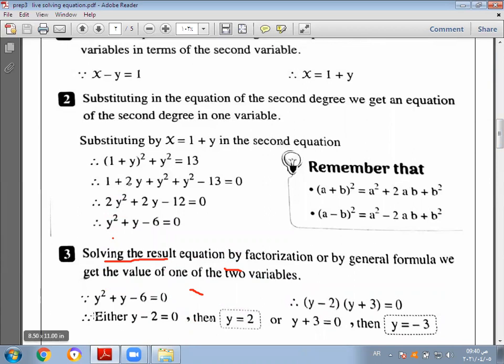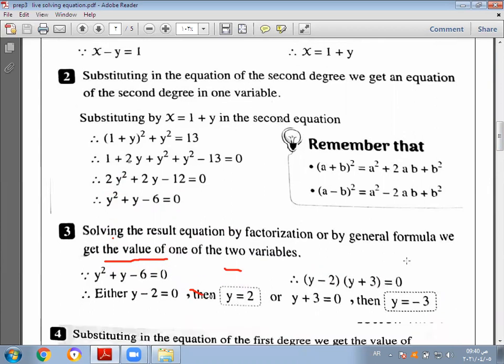We solve this equation y power 2 plus y minus 6 equals 0. We use factorization. So (y minus 2)(y plus 3) equals 0. We know that (y minus 2) times (y plus 3) equals 0. So y equals 2 or y equals negative 3.